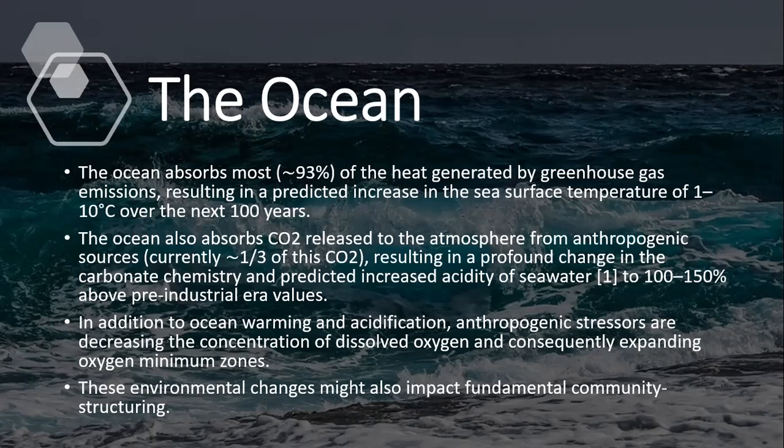So in addition to ocean warming and acidification, of course, we understand that human-induced stressors are decreasing the concentration of dissolved oxygen and consequently expanding oxygen minimum zones. What this really means is that the sea surface temperatures are rising, and there is ocean acidification, because remember the ocean is also absorbing carbon dioxide. And remember that we've always been advocating for us to be greener, to use electric items rather than gas, contributing to the high levels of carbon dioxide in our atmosphere. Because the ocean absorbs all of this CO2, which is carbon dioxide, it affects the acidification of the ocean.